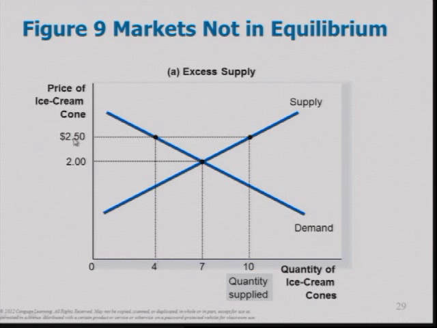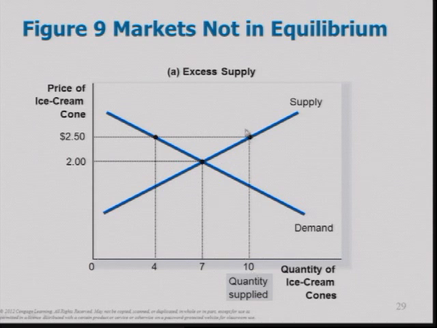Now at $2.50, how many ice cream cones are going to be sold? At $2.50, so you're just looking at this line. 4. How many ice cream cones are going to be sold? Only 4. Only 4, because that's all that consumers are willing and able to buy. Now, our sellers would have been willing to sell 10.